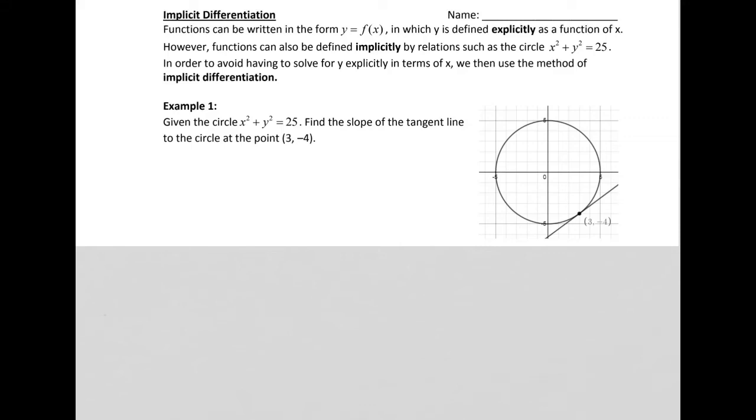This lesson, we're going to learn how to use implicit differentiation to find the slope of a tangent. This differentiation will allow you to find the derivative of y with respect to x without having to solve the given equation for y.